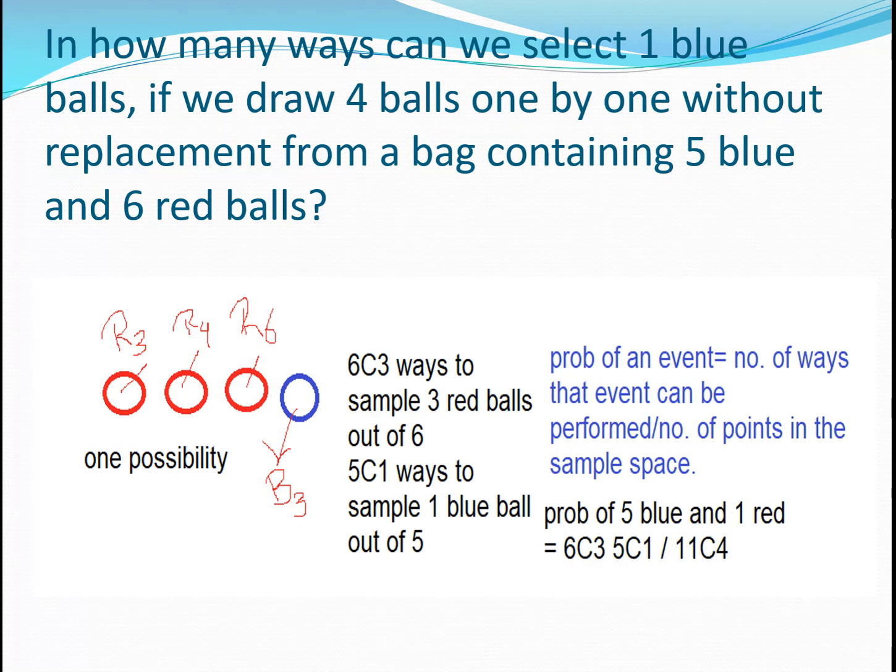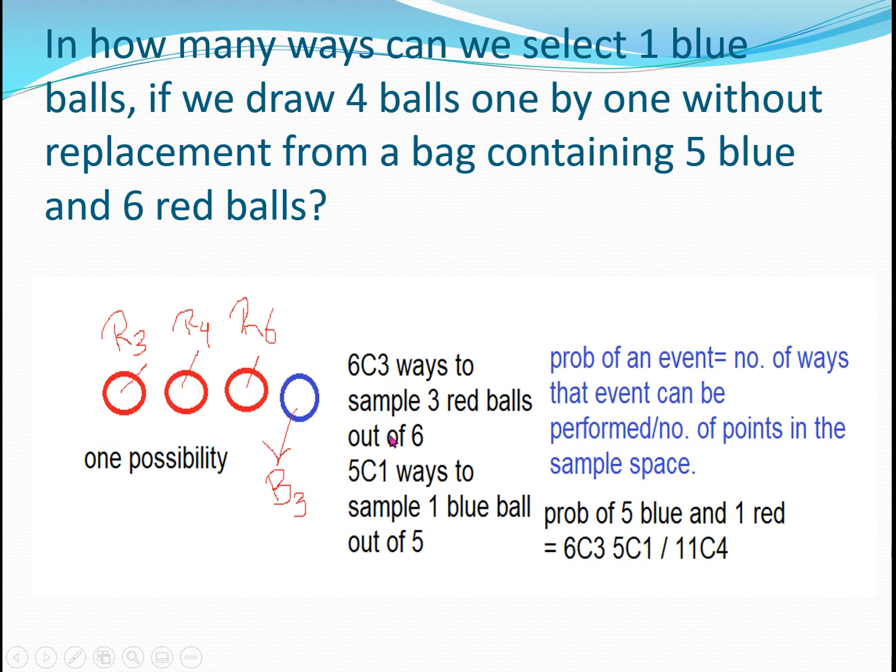So we know that we apply the formula for combination whenever the order is not important. So how many red balls in total are there? We have 6 red balls and 5 blue balls. We want to select one blue ball. So there are 6C3 ways to sample 3 red balls out of 6, right? In total we have 6 red balls. And why are we drawing 3 red balls?